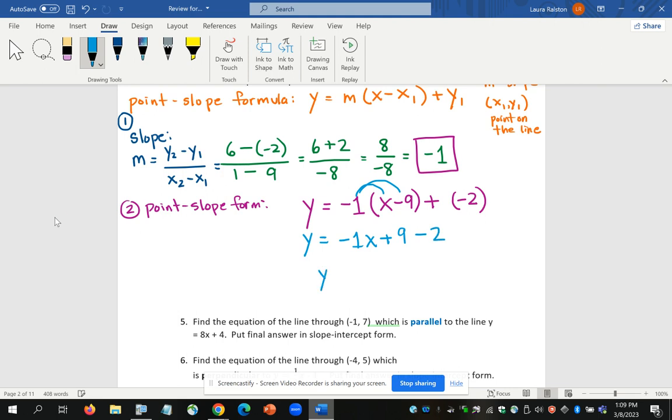And then I'm going to simplify. Y equals negative 1x. We don't normally write the 1, plus 7. This would be the equation of the line in slope-intercept form, but it's a process. You have to find the slope first using the 2 points that you're given, then substitute into the point slope formula, and then simplify it to get to slope-intercept form.